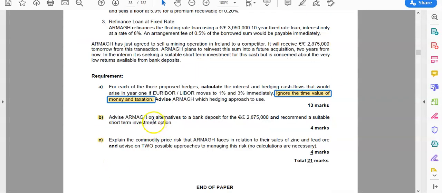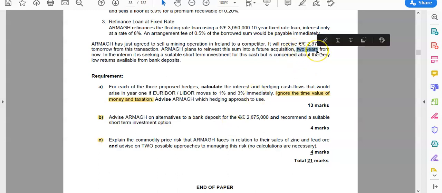Advise our man on alternatives to a bank deposit for the 2875 and recommend a suitable short-term investment option. So what they're saying here is they're going to get 2875 and they want to see where they're going to put it. But they're concerned about very low returns. So this is like interest rate risk, only the other way. So it's a bit of like treasury management coming in here as well from Strategic Finance Session 6. So some of the alternatives, you can have a look at the solution, but watch the recommendation. So you can recommend leave it on deposit is the current option. You could say put it into government bonds because it is for 2 years. You could say put it into corporate bonds.